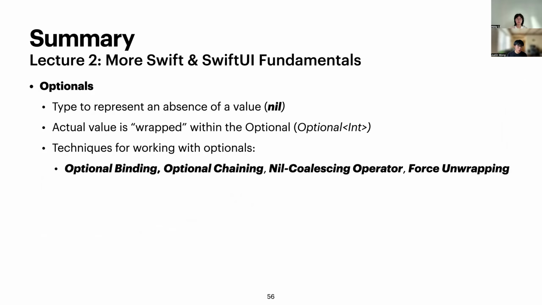these optional types with a variety of techniques. Optional binding, which is basically safely accessing this optional using an if-else style syntax. We have optional chaining, which is basically trying to safely access a property of an optional. We have the nil coalescing operator, which allows us to specify a default value for this optional if it's nil. And in some cases, we can tell Swift to get the value no matter what using force unwrapping with the exclamation mark syntax.